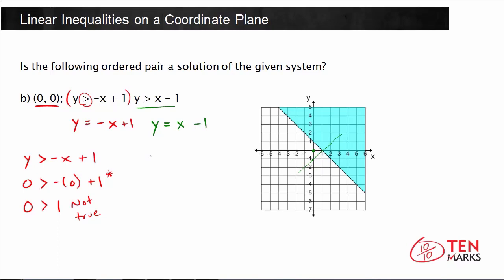So let's test the origin. 0 is less than x minus 1, and we can erase that x and substitute in a 0. So let's solve. 0 is greater than negative 1, and we know this is true. So the origin is included in this inequality. So what we're going to do is we're going to be shading above here, and I'm going to show you a new graph that shows both lines and the proper shading.